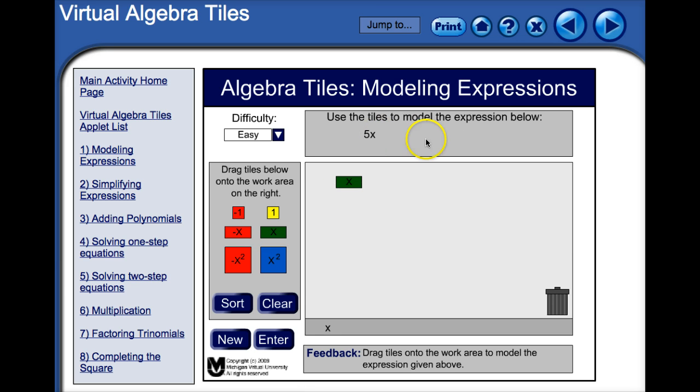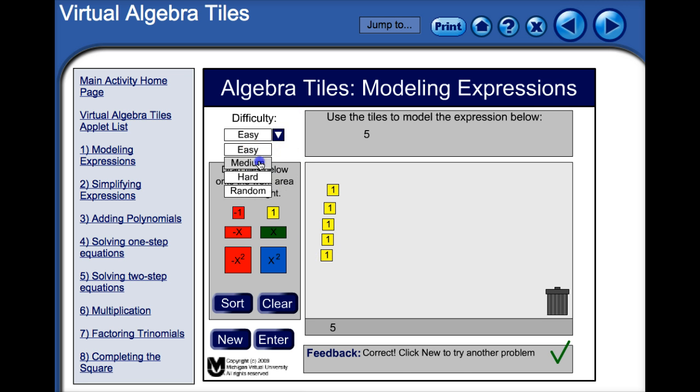So we're asked to model the expression 5x, so all I need to do is drag across 5 of these x's, and there's our feedback at the bottom. It shows you the algebraic representation down here, 5x, and the feedback says correct. I click new to try another problem. If I wanted to model 5, I just drag 5 of these, and in short order we see that we can get pretty good at this.